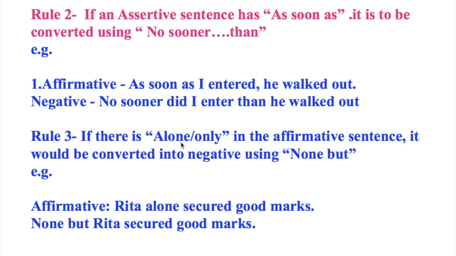Means if your affirmative sentence has 'alone' and 'only', then to make it negative we will use 'none but'. Affirmative: Rita alone secured good marks. So this 'alone' has been converted into 'none but'. None but Rita secured good marks. I hope you would be able to understand, children.